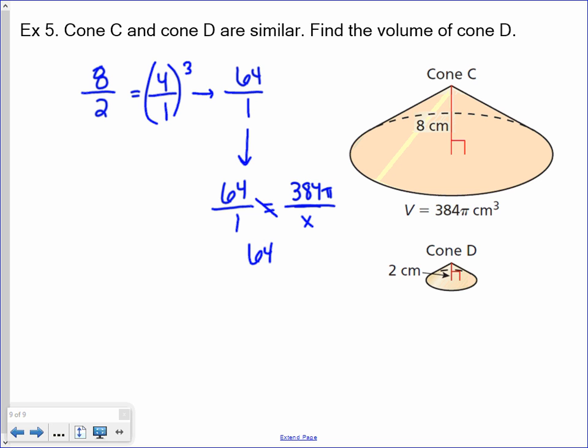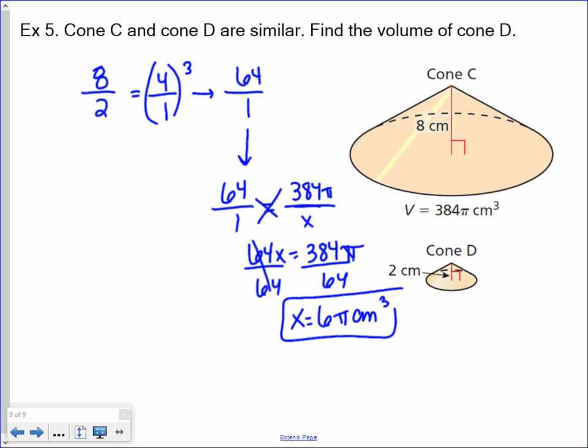64 times x is 64x. 384 pi times 1 is 384 pi. Divide by 64. What's 384 divided by 64? 6. So this would have a volume of 6 pi centimeters cubed. If you mess up your proportion, you would get a volume bigger than 384. And I feel like you could not argue to me that this little baby cone takes up more volume than this cone up here. They look like little Hershey's Kisses. They're like little spinning tops.